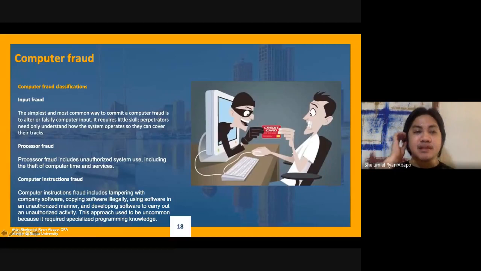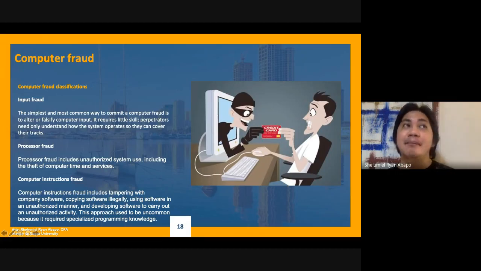Alright? Now, with computer fraud class, we'll divide it into different types as well. Input fraud, ito yung fraud referring to the input, which is the data being entered into the computer system. Ito yung pinakamadali for perpetrators because they only have to understand how the system operates so that they can cover their tracks. And usually, ito yung pag pinapapasok ka ng certain information, that's input fraud. Kasi it will just be sent to them and they already got your information.